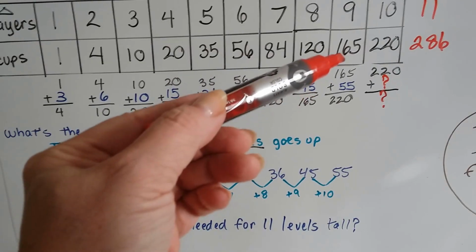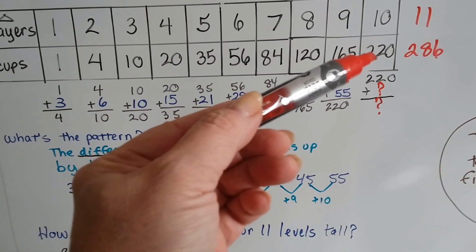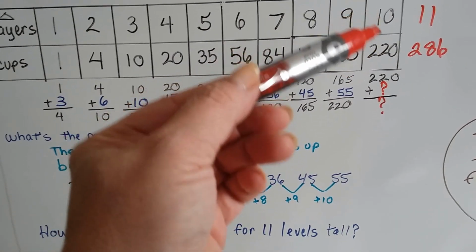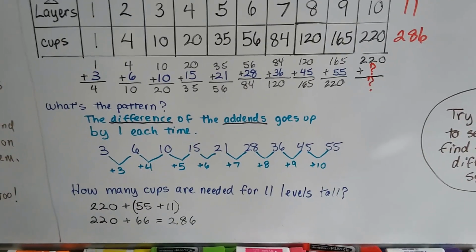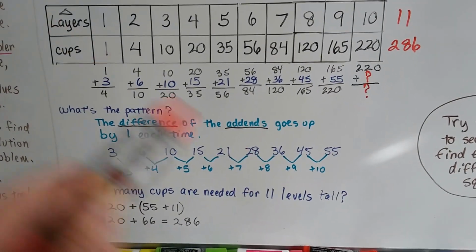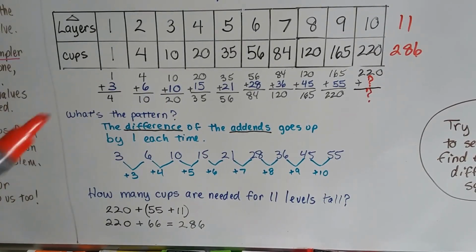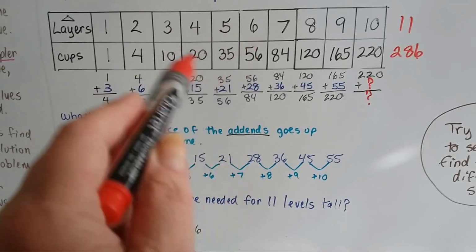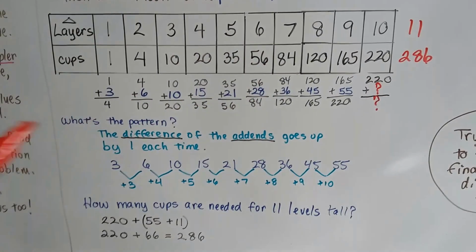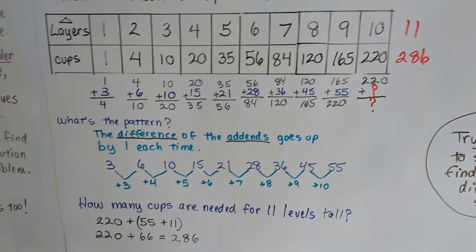And when we get to the 9th level and then the 10th level, we can see we need 220 cups for 10 levels. Well, we can extrapolate, can't we? Remember when we were doing the scatter plot with the outliers, and we had to interpolate to find the data that was inside our given points, and we can extrapolate outside of the coordinate plane, outside of our given points.